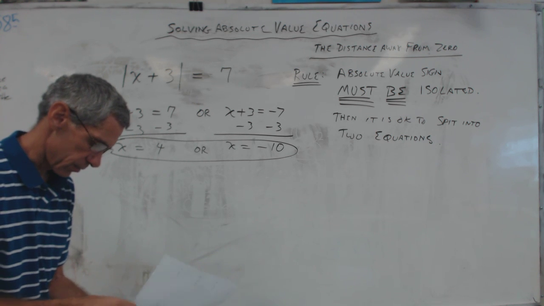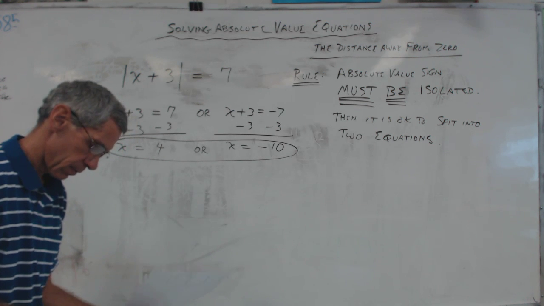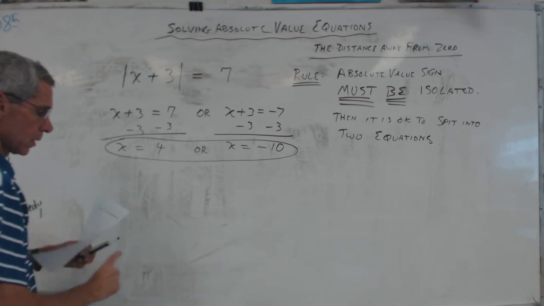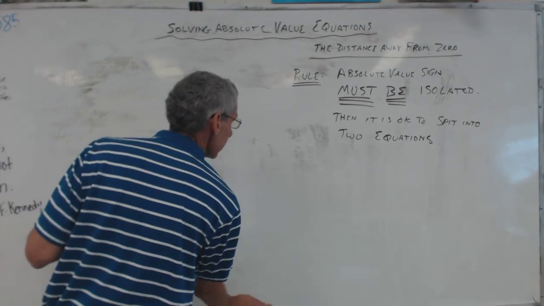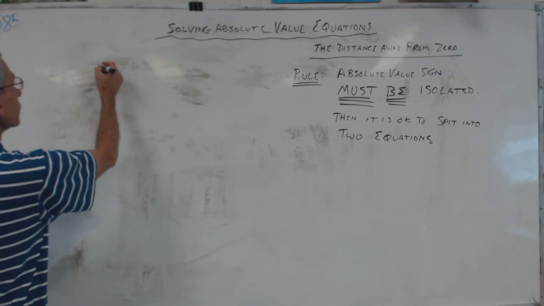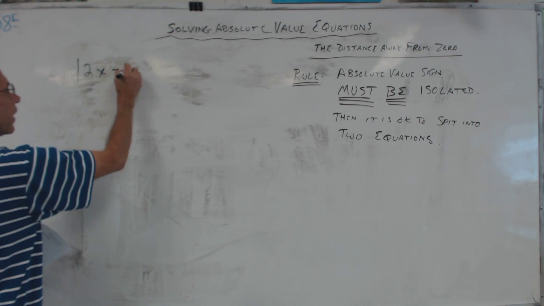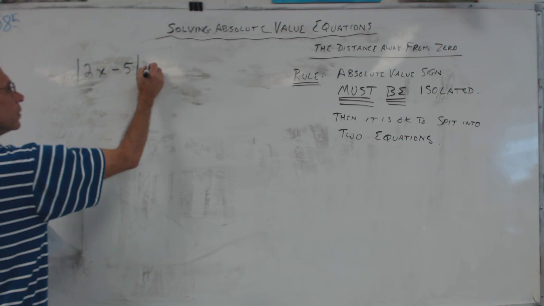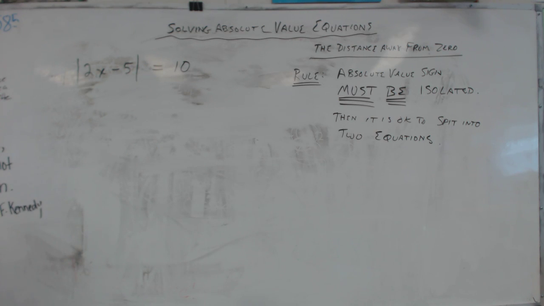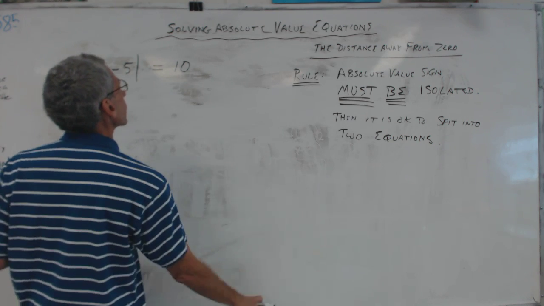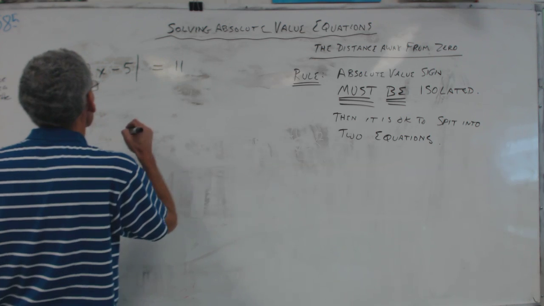Just in case it's screwed up, sorry. Okay. Let's try another one. So write this next one down. I've only got 2 minutes. So we'll do, say, 2x minus 5 equals 10. Let's make it equals 11. Well, it doesn't really matter. 10 would have been fine.